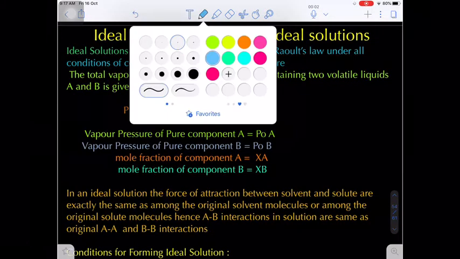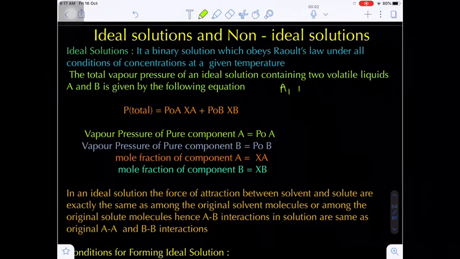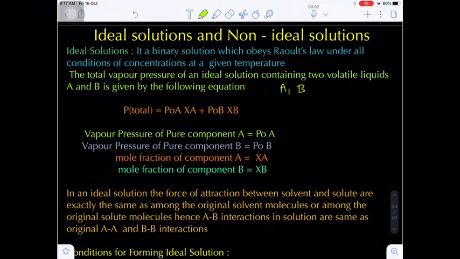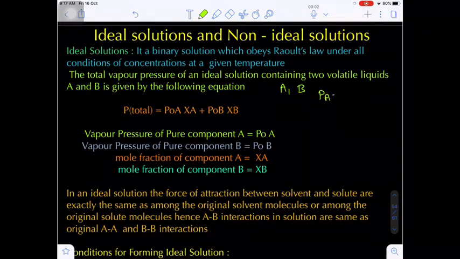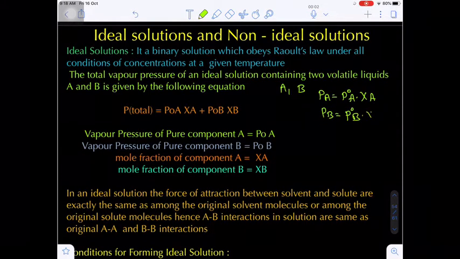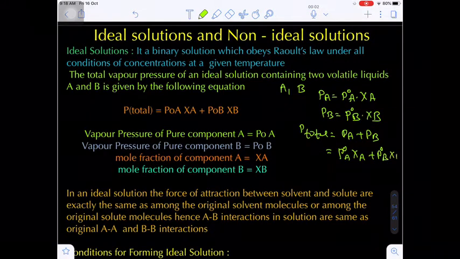In the last class we completed Raoult's law regarding the vapor pressure of a solution containing two volatile liquids. Suppose A is a liquid and B is also a liquid, and these two are volatile. What is the partial pressure of liquid A? PA will be equal to P naught A times XA, and the partial pressure of B in the solution is P naught B into XB. So what will be the P total of the solution? Nothing but PA plus PB, that is P naught A XA plus P naught B XB.